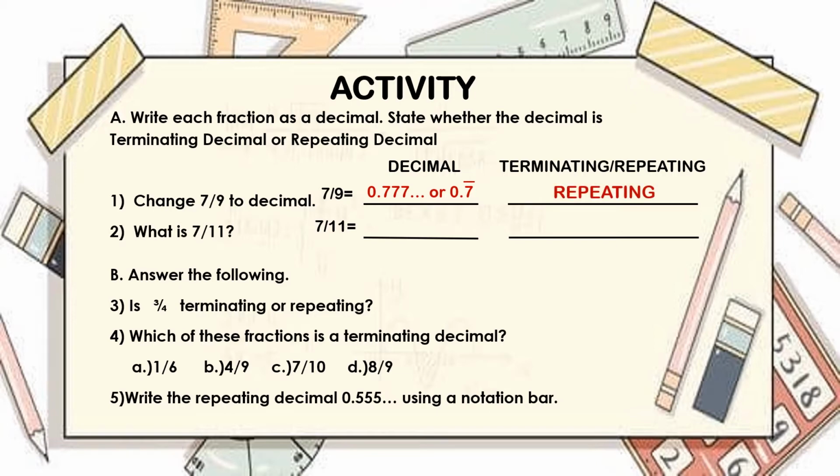Yes, all your answer is correct. Repeating decimal. Let's have number 2. What is 7/11? How will you express in decimal form? Your answer is correct. 6,363 10,000ths or 63 with bar on top.